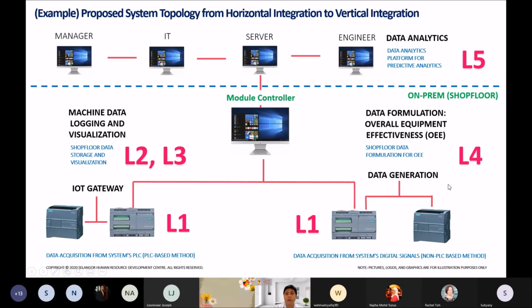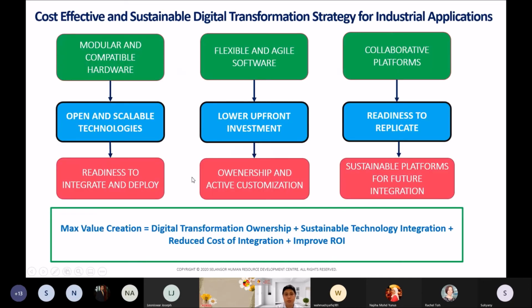So from a production level, from a shop floor, you will see that you need gateways to collect data, right? So there are 2 methods of collecting data. One is from PLCs, one is from non-PLC methods, right? Then you can store and visualize your data. And then you can formulate your data using OEE metrics. And then once you have all this information, push it to a data analytics platform, right? To do your predictive analytics.